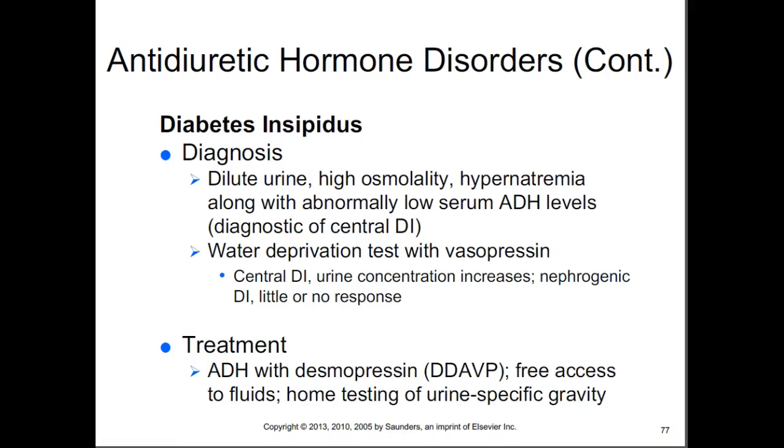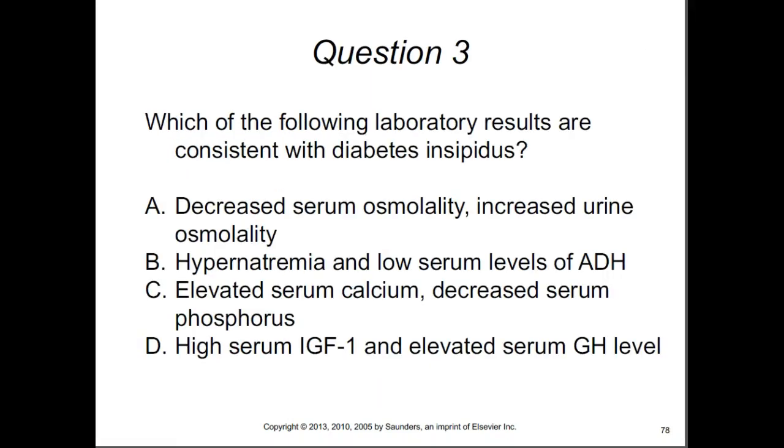Remember, vasopressin, right, is the medication or the name of the hormone. So you could say ADH or you could say vasopressin, pretty much the same thing, right? So in central diabetes insipidus, urine concentration increases. Nephrogenic diabetes insipidus has little or no response to you introducing more of the same thing. Right, so central DI is treated with desmopressin, which is basically the same thing, right? And home testing of urine specific gravity, in case the dose needs to be adjusted.